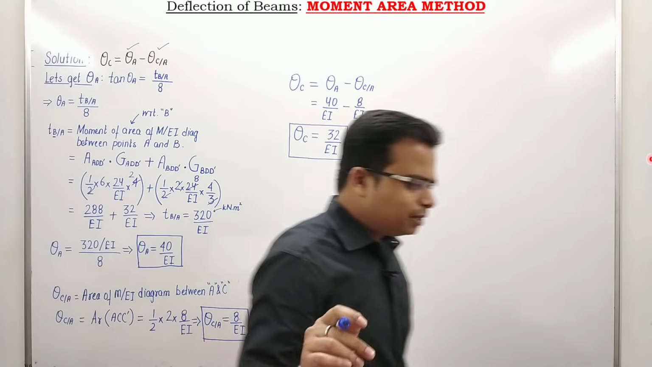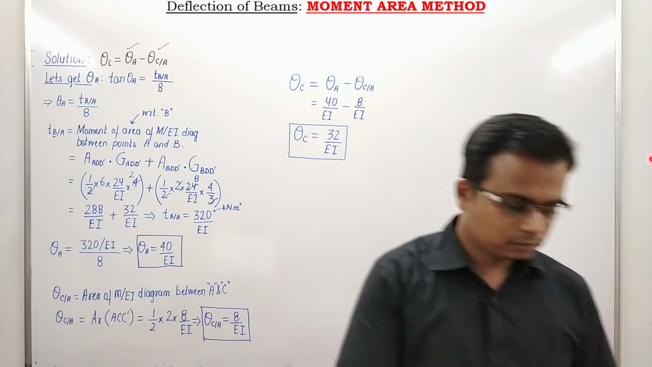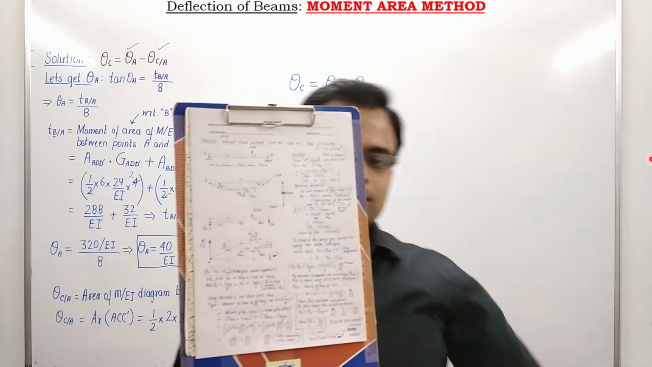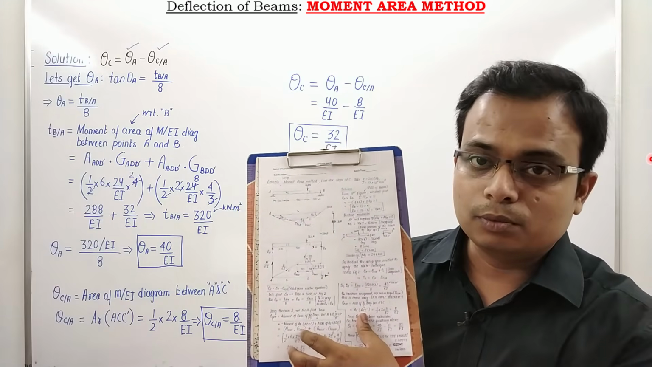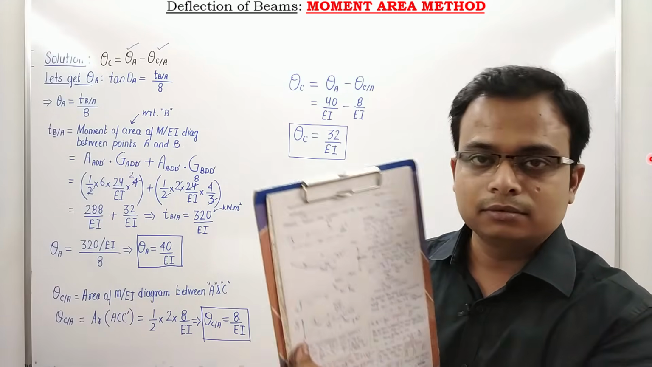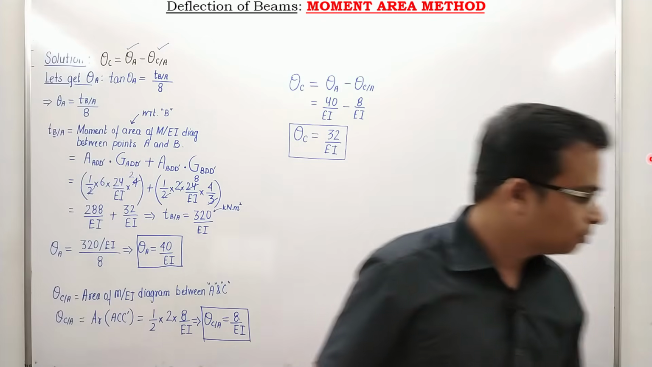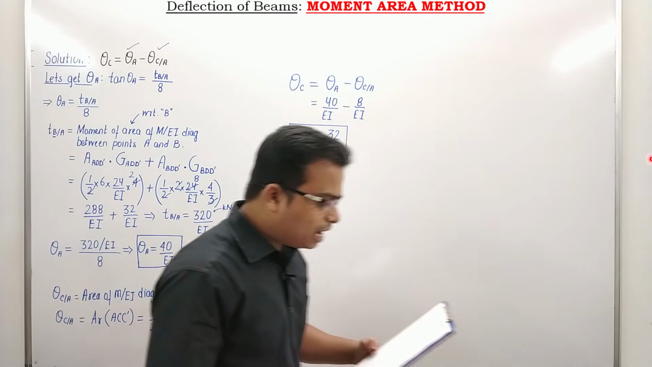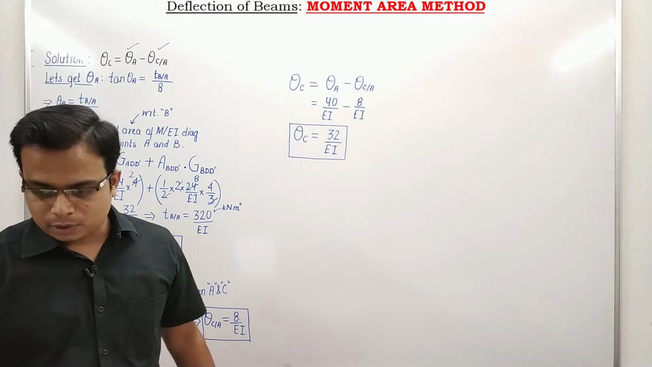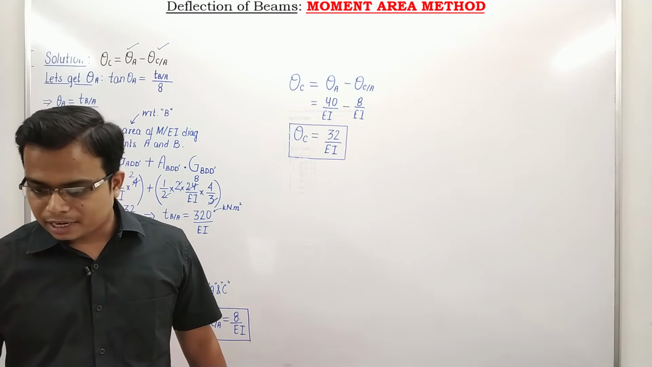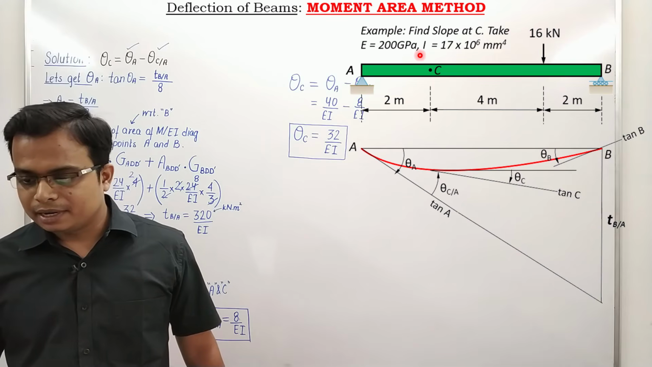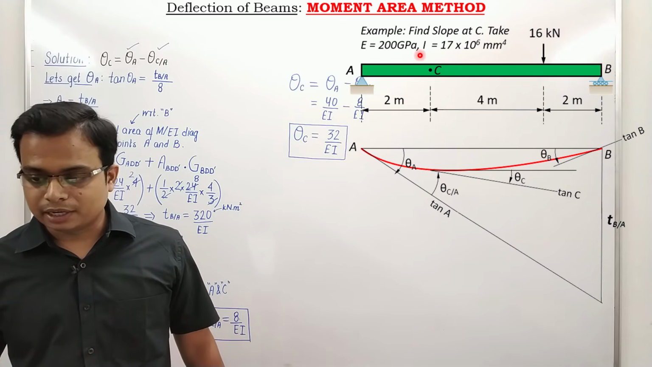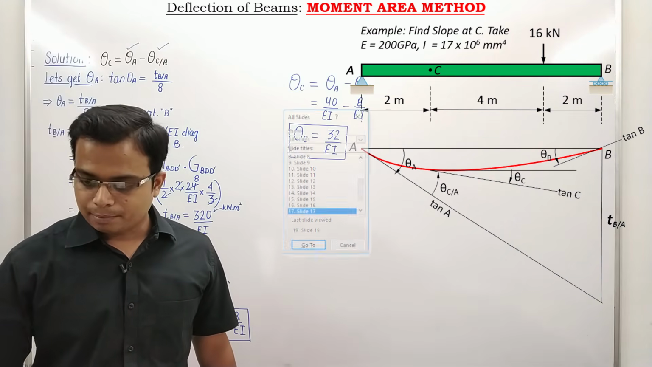One more thing. Let me just refer to my notes. I actually do this initially before making this video so that I remember everything. Anyway, the value of E has been given to us. Let me go back to slide number 17, where this value has been given. E is 200 GPa and I is 17 into 10 raised to 6 mm power 4.